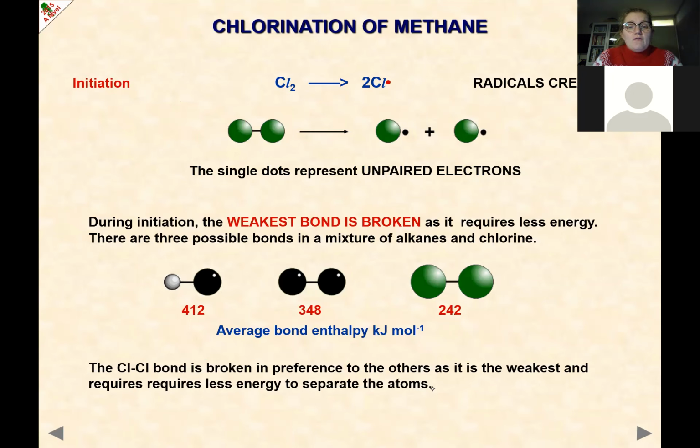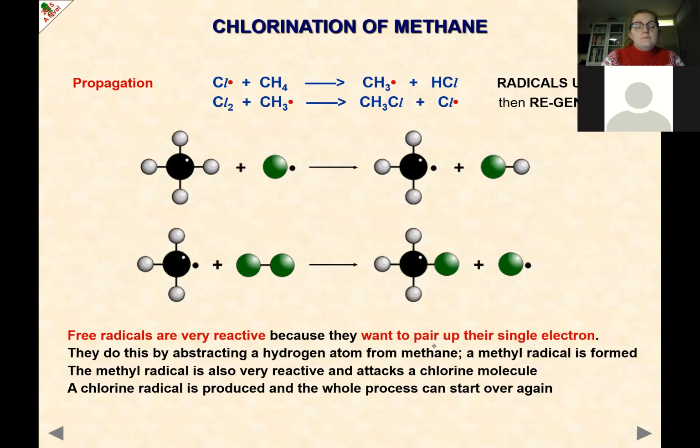There are 3 possible bonds in a mixture of alkanes and chlorine. So we could have carbon with a hydrogen, 2 carbons, or 2 chlorines, okay? The chlorine-chlorine bond is the weakest, so that is the one that is broken. It's only got a bond enthalpy of 242 kilojoules per mole, so it's the weakest, requires less energy to separate, so that's why that happens. So then propagation, that's our next stage.